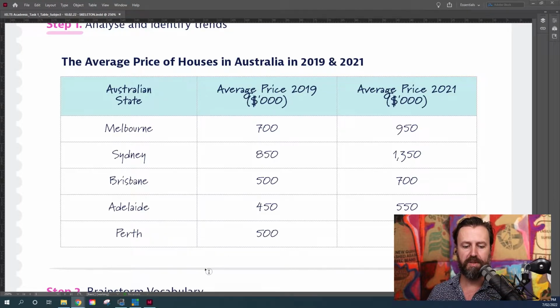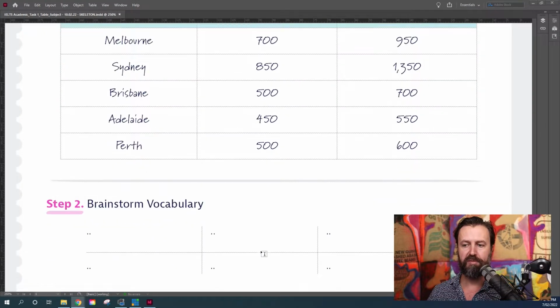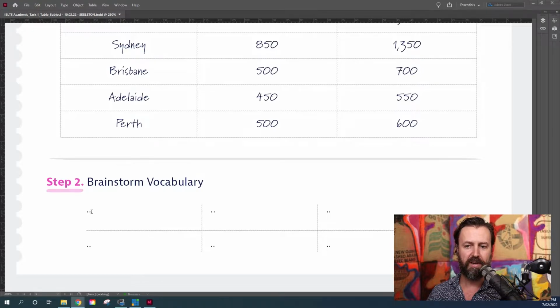Okay, so the first thing we're going to be doing today is looking at brainstorming vocabulary. It's really important when we're doing this test that we come in with vocabulary that we've practiced, we've got things in our mind, so when we actually come to prepare, we can immediately write these things down, and it will help us to write that piece when it comes to writing it.